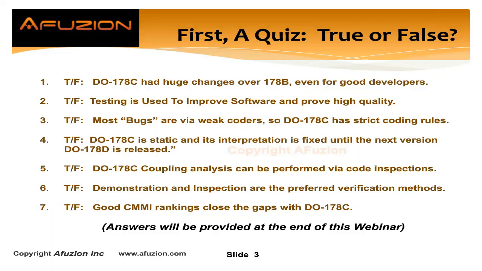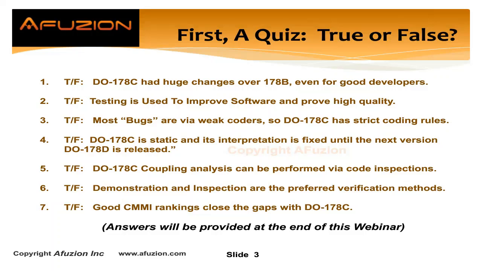Number 5, DO-178C coupling analysis can be performed by just inspecting the code. Number 6, demonstration and inspection are the preferred verification methods. And the last question, good CMMI rankings, capability maturity model, close the gaps with DO-178C. Let's see how well you did. It's easy, right? True, false. Well, we'll answer these during this webinar.